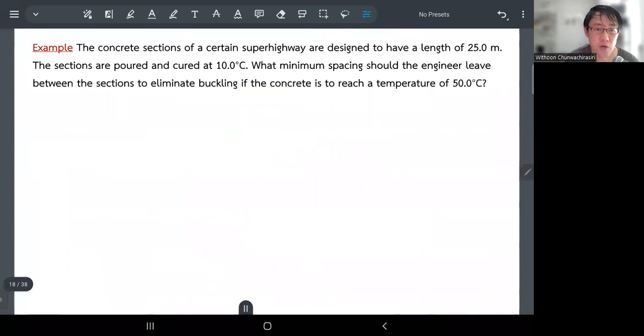All right, here. So a concrete section of a certain superhighway is designed to have a length of 25 meters. The sections are poured and cured at 10 degrees Celsius. That's when they do the construction, probably at night or something like that. So what minimum spacing should the engineer leave between the sections to eliminate buckling if the concrete is to reach a temperature of 50 degrees Celsius? In the daytime, it's probably getting really hot.